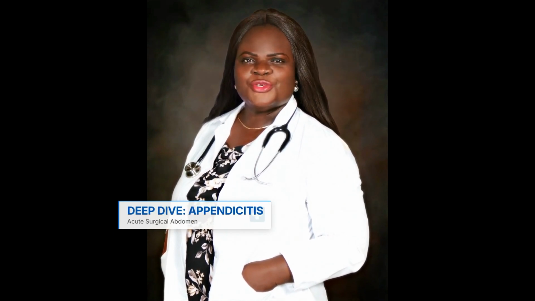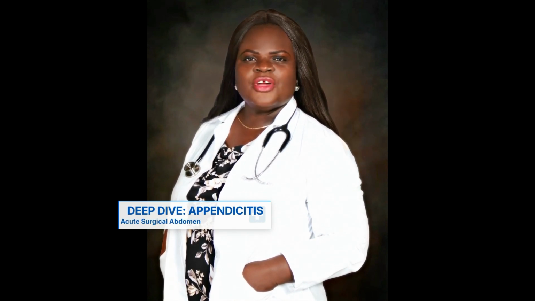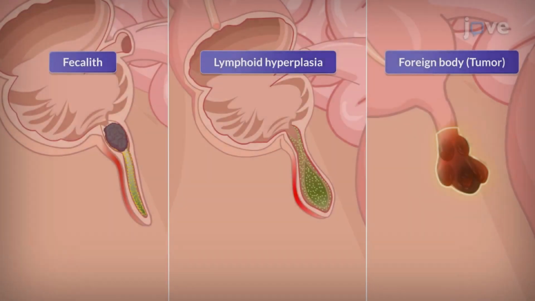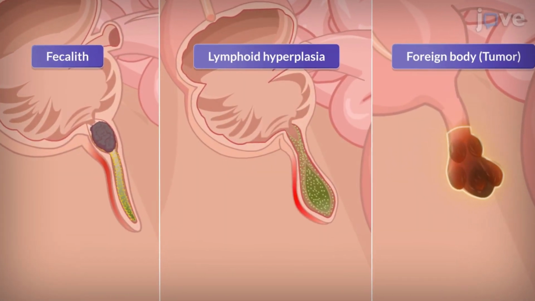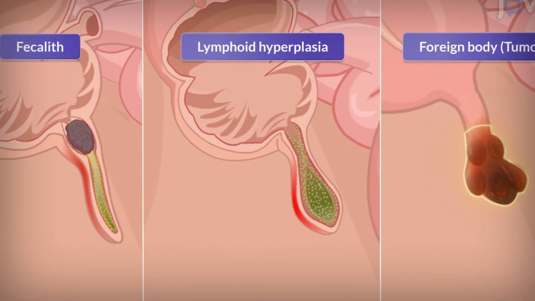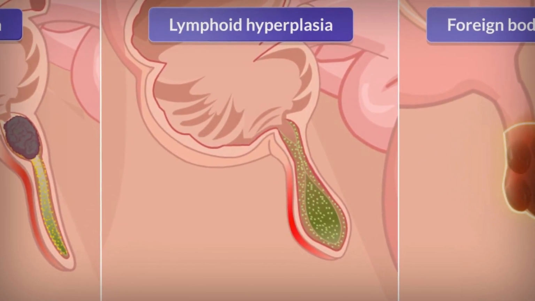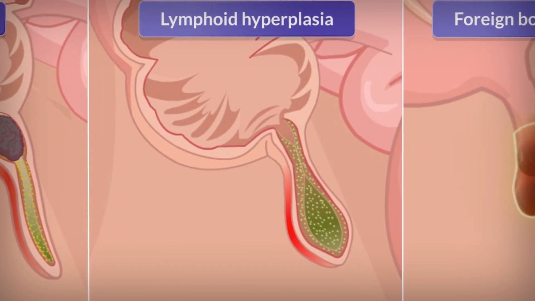Now let's focus on one of the most important causes of acute abdominal pain: appendicitis. Appendicitis is one of the most common causes of an acute surgical abdomen. The appendix becomes inflamed, usually after obstruction of its lumen. The obstruction may be caused by a fecalith, lymphoid tissue swelling, or another obstructive process.